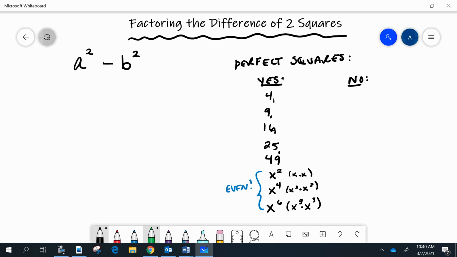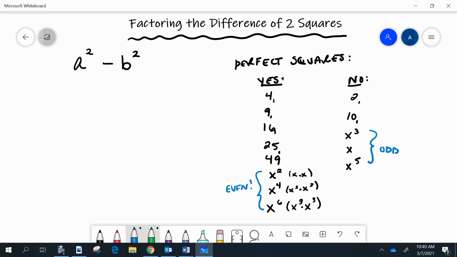Okay, so some things that are not perfect squares would be maybe like 2 or something like 10, right? So all these numbers that aren't perfect squares. X cubed, or maybe just a single x, or x to the fifth. So if the exponents are odd, they are not going to be perfect squares.